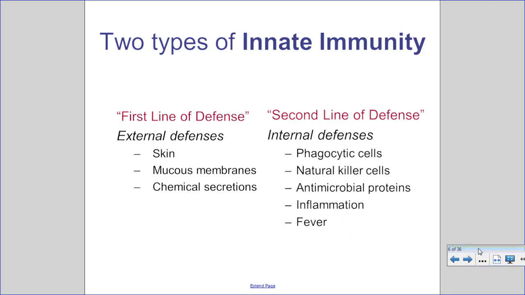So within innate immunity, there are two types of innate immunity. There is what we can call the first line of defense, which includes the external defenses. These are things like the skin, the mucous membranes, and chemical secretions, which we'll cover in the upcoming slides. And then there are the second line of defenses, which are the internal defenses. Should this first line of defense be breached, then the second line of defense would come into play. These include phagocytic cells, such as macrophages and neutrophils, natural killer cells, which we won't cover in any more detail, antimicrobial proteins, inflammation, and fever.